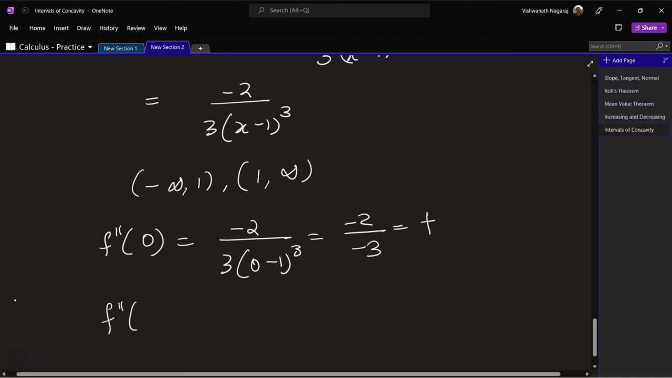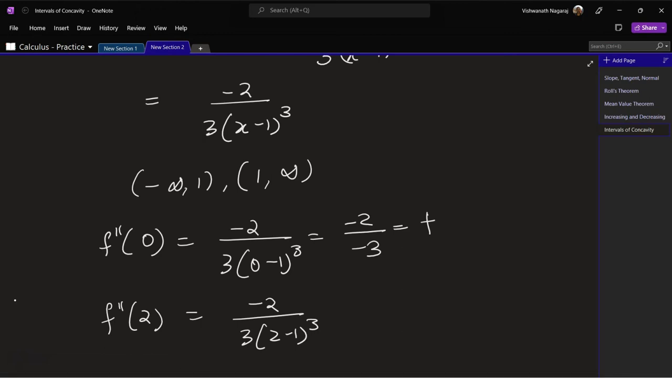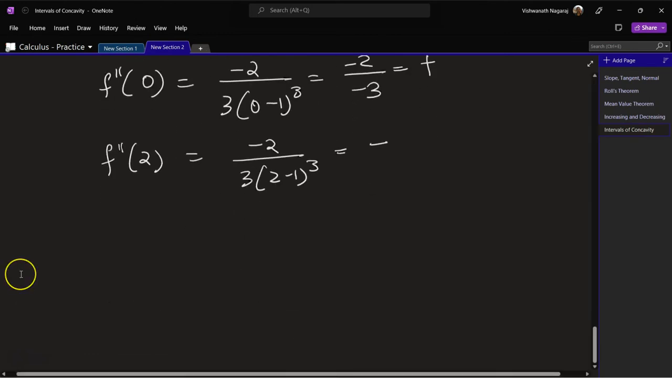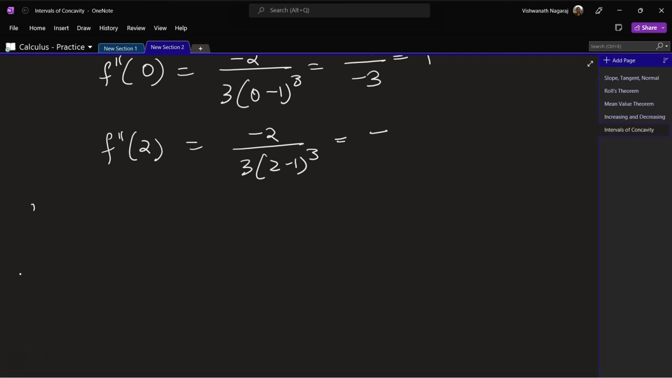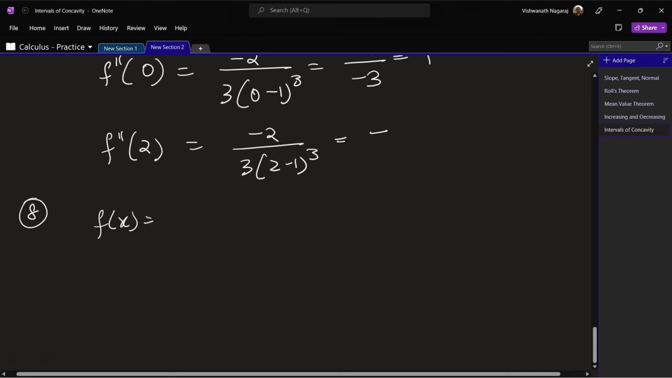Now, from 1 to infinity, let's take it as 2. So, minus 2 by 3 times 2 minus 1 cube. 2 minus 1 is a positive number, cube is positive, so denominator is positive, which means it is a negative. So, that means this is going to be concave up and this is going to be concave down. Okay, so that was the seventh one. Let's look at the eighth one. f of x is equal to x by x plus 2.